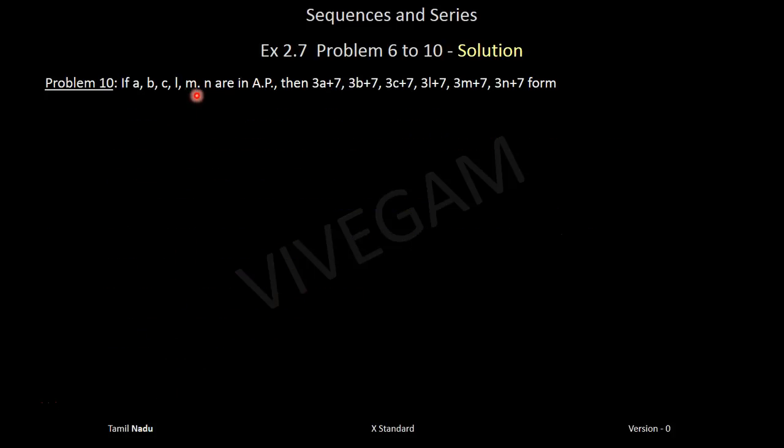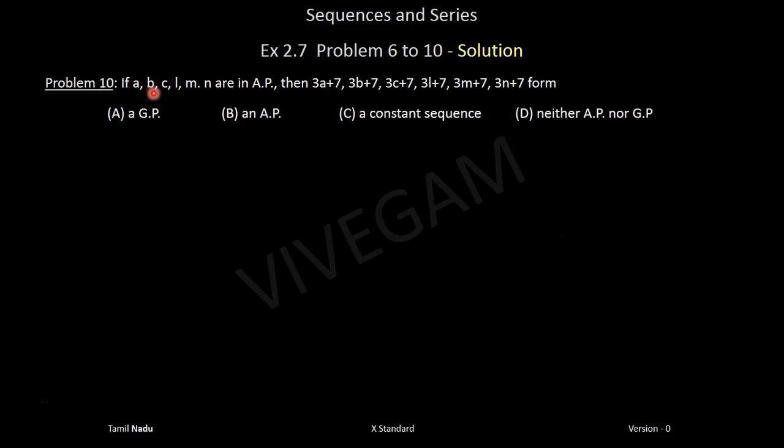If A, B, C, L, M, N are in AP, then 3A plus 7, 3B plus 7, 3C plus 7, 3L plus 7, 3M plus 7 and 3N plus 7 form a GP, an AP, a constant sequence, or neither AP nor GP. There is a condition for AP. Whenever there are terms in an AP, and each term is multiplied by a constant, then that series also forms an AP. That is one condition. Second condition, if each term of a series is added by a constant, then that series also forms an AP.